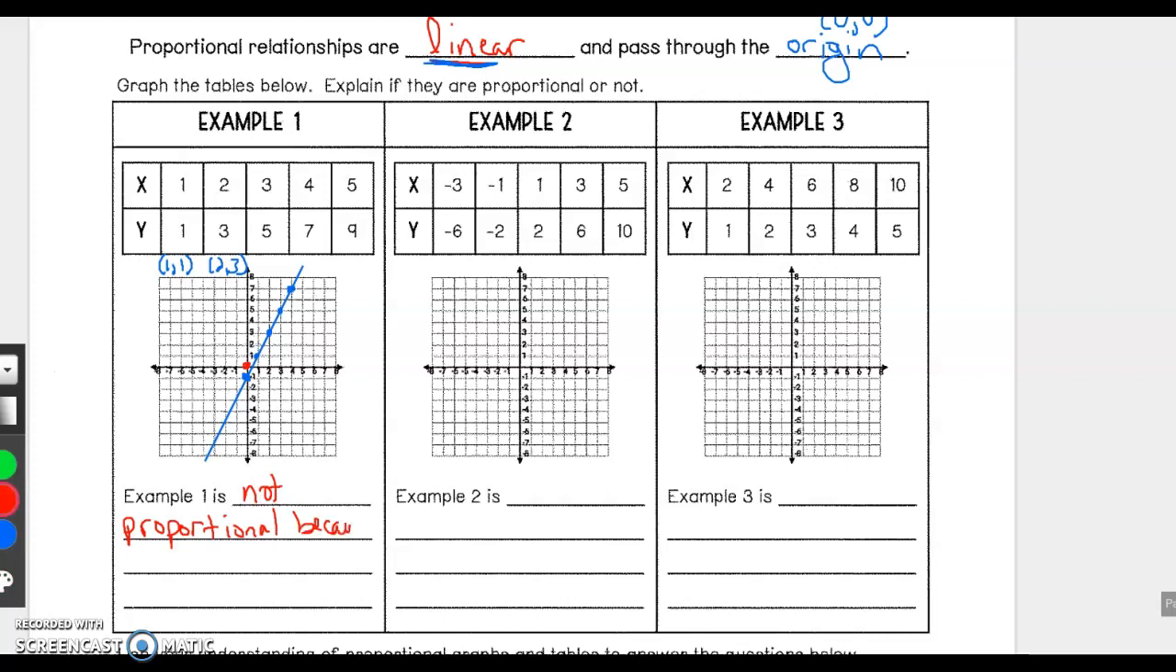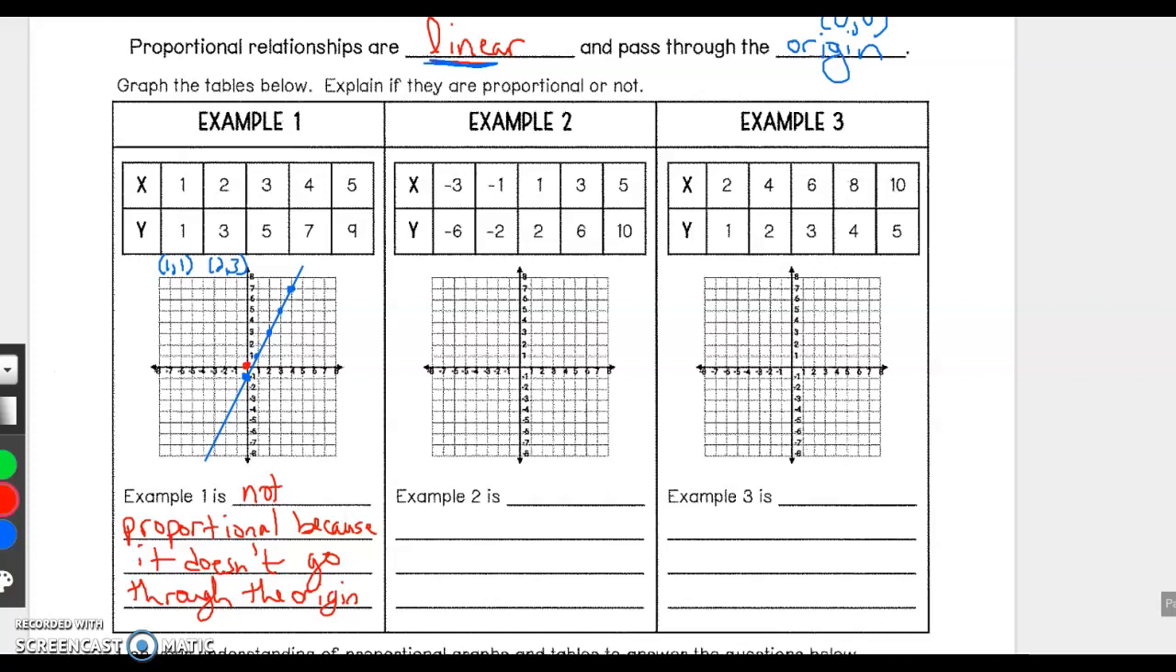Very simply, it doesn't go through the origin. And that's one of the guidelines for being proportional. To go through the origin, 0, 0, and be a straight line. So let's try another example. Try to see if I can get this one right.